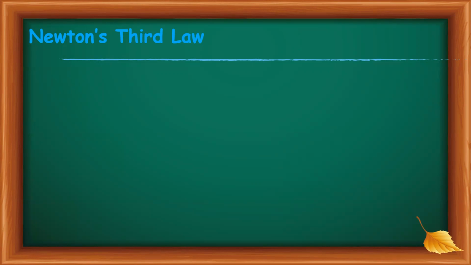When we consider the examples of Newton's third law, there is some motion associated with it. Although the forces are equal and opposite in nature, there is some movement because of these two forces acting on different bodies. Okay.